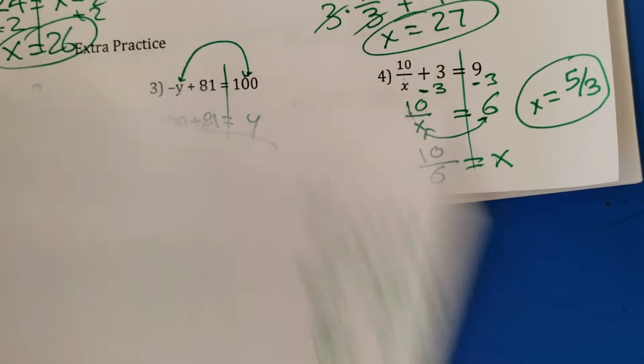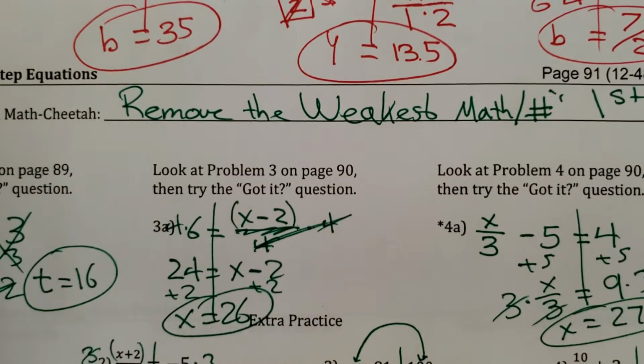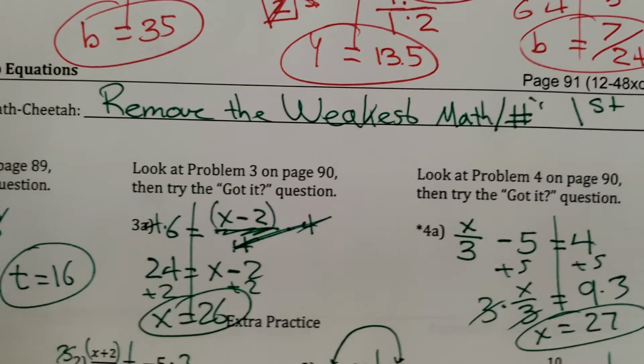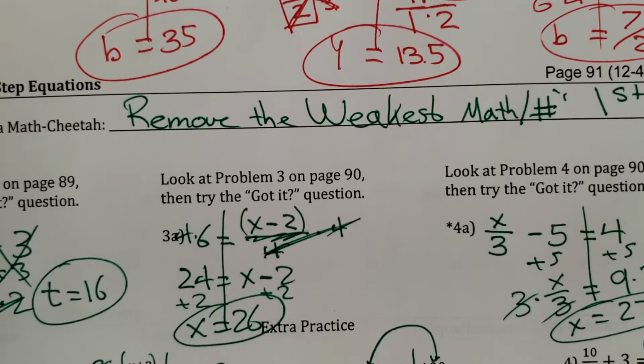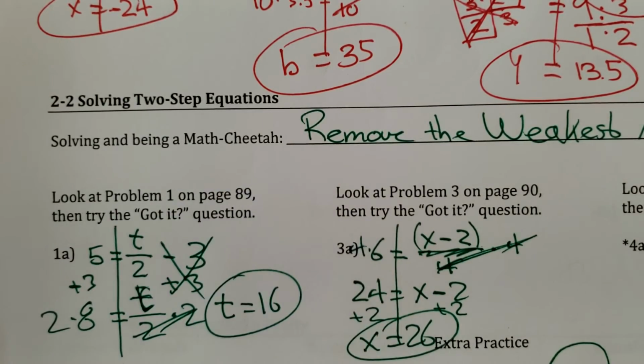So just remember to follow your rules, and your rule is this. Your overall number one rule is that you want to remove the weakest math or numbers first, and then work your way towards the harder, more difficult, more powerful mathematical connections. That will make you a mathematical cheetah.